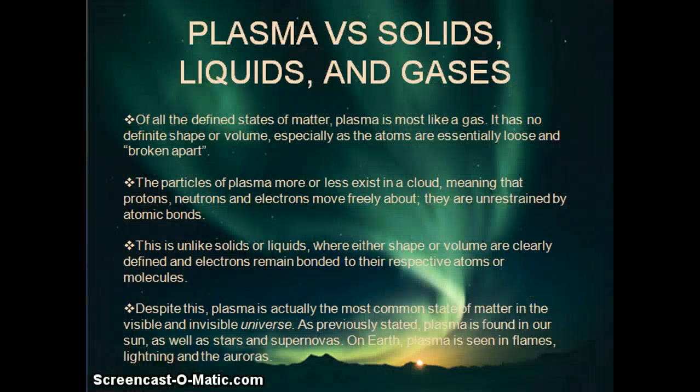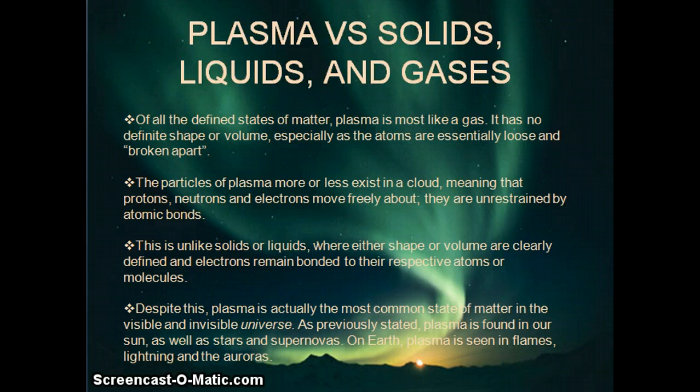Now that we have learned a little bit about what plasma is, we must learn how it is related to solids, liquids, and gases. Of all the defined states of matter, plasma is most like a gas. It has no definite shape or volume, especially as the atoms are essentially loose and broken apart. The particles of plasma more or less exist in a cloud form, meaning that protons, neutrons, and electrons move freely about, as they are unrestrained by atomic bonds.